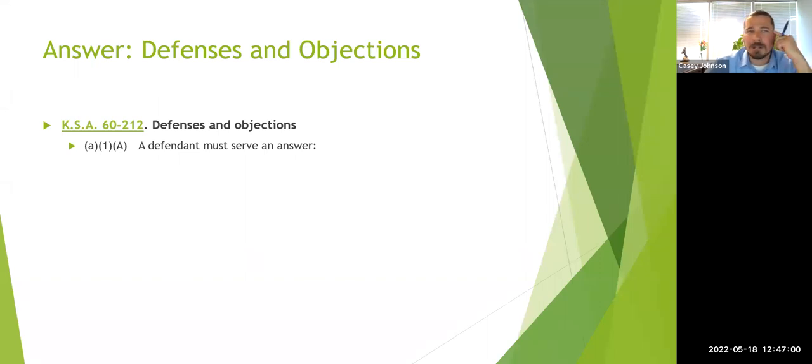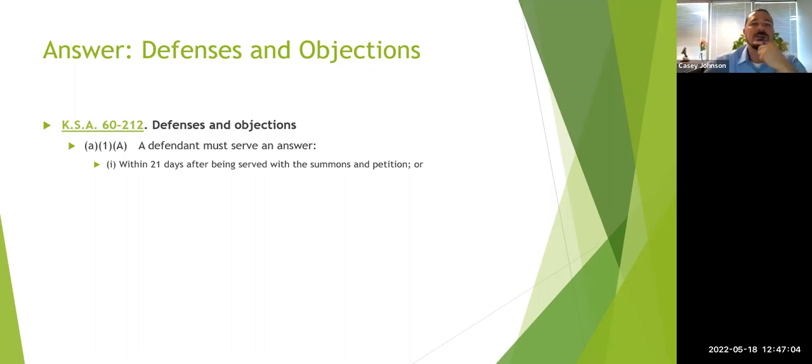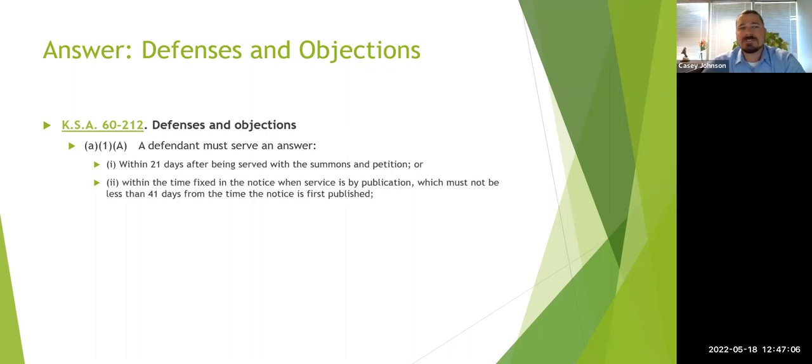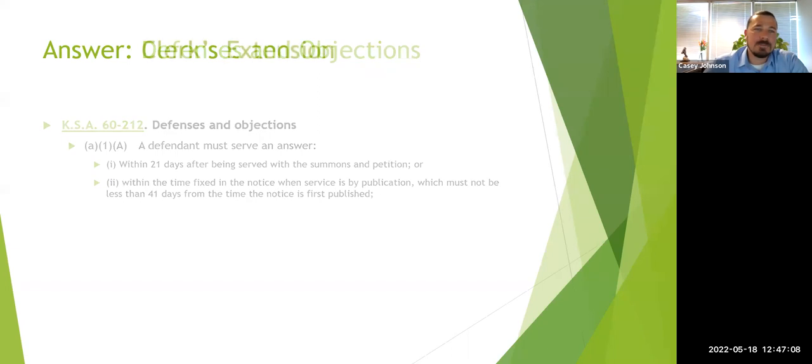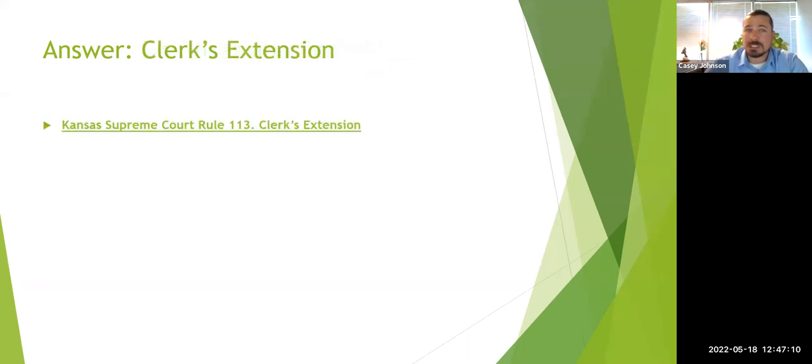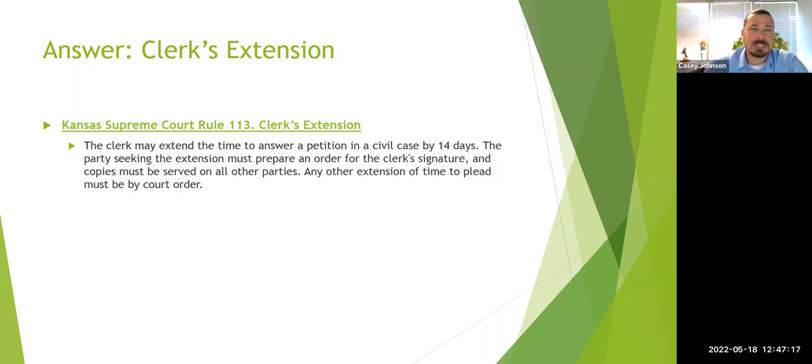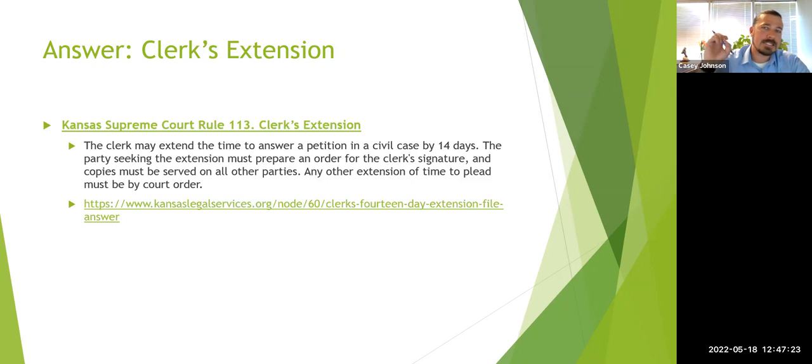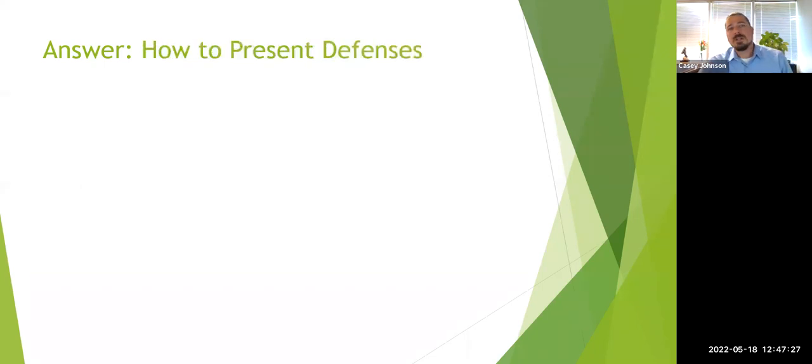So I just cited the statutes. Most of you probably already know these, but the defenses and objections statutes. Make sure when you're filing an answer that you're following these. You have 21 days to file an answer. You can get a clerk's extension. So this is a part of our regular practice: if you file this before the answer's due, you can just get an automatic 14 days. You don't even have to go to the judge. I have a link to the form on our website where you can just file it. So this only applies in civil cases, not in limited actions cases. So you can't do this in an eviction, for example.